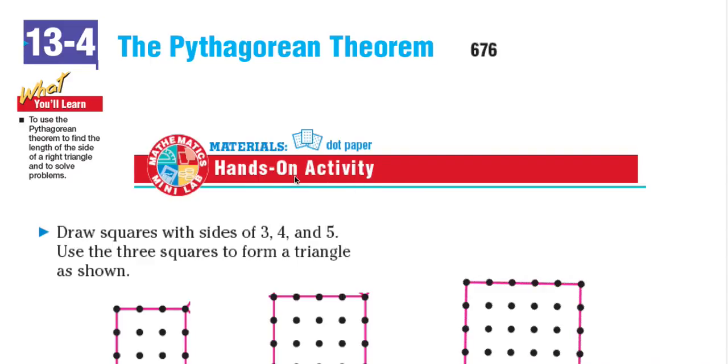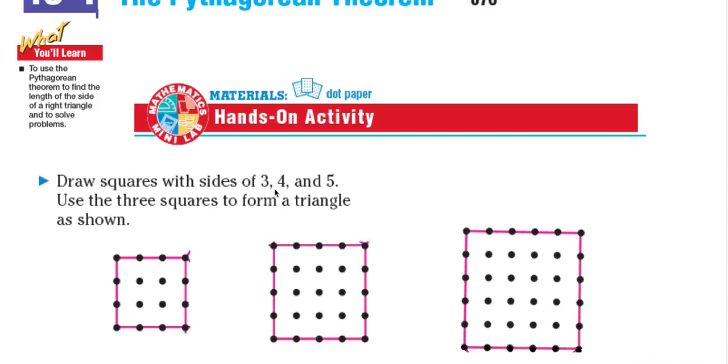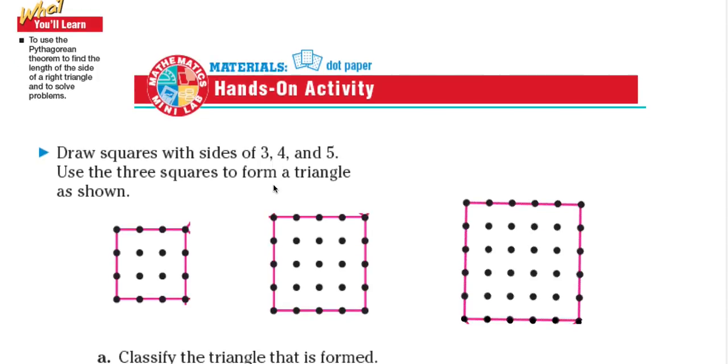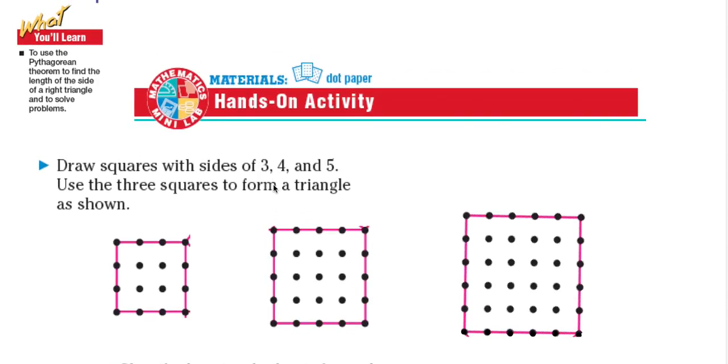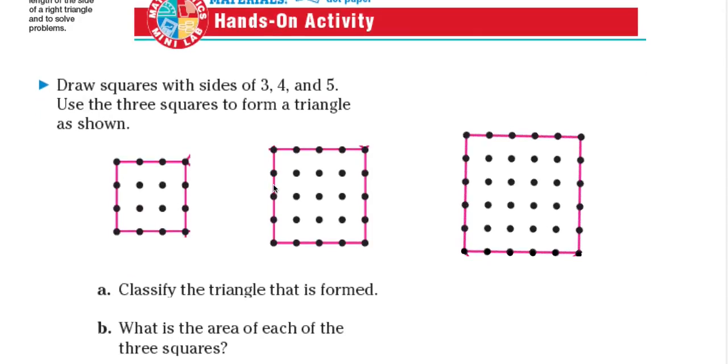side of the right triangle and to solve problems. Okay, let's do this activity. If you have dot paper, you can follow along with me. You can pause this if you want and just play it again when you're ready with your dot paper. Draw squares of sides of 3, 4, and 5 using your dot paper. Use the 3 squares to form a triangle as shown.